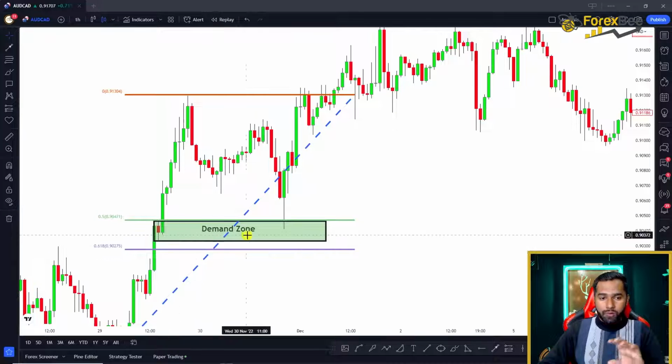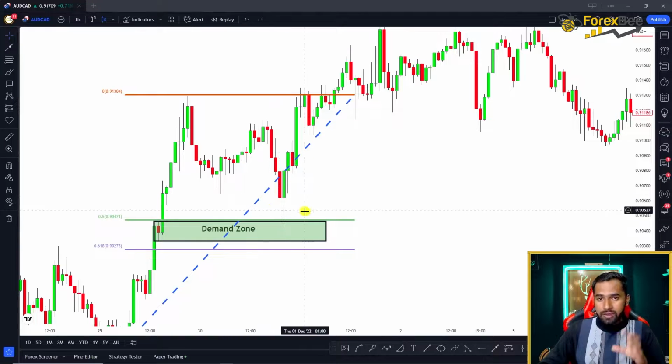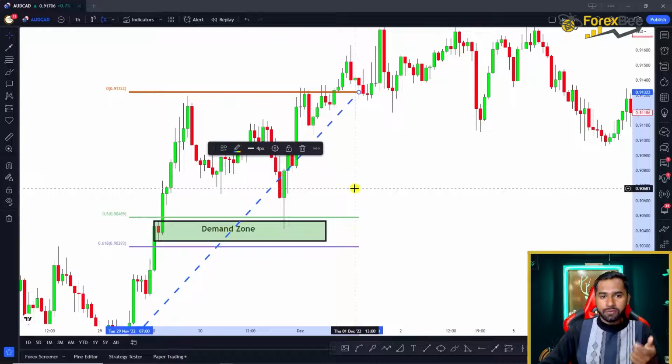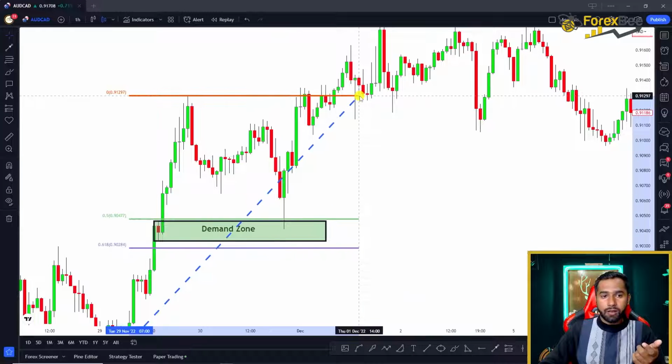So now both these analyses are complementing each other, and this is very important. So when these analyses are combined and both of them are giving a similar forecast, then the probability of our trades winning increases by a lot of folds.